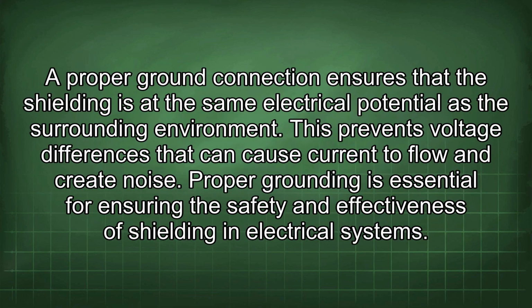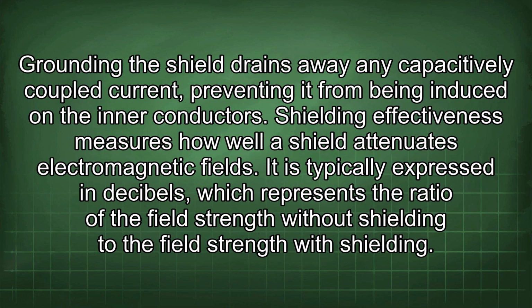A proper ground connection ensures that the shielding is at the same electrical potential as the surrounding environment. This prevents voltage differences that can cause current to flow and create noise. Proper grounding is essential for ensuring the safety and effectiveness of shielding in electrical systems. Grounding the shield drains away any capacitively coupled current, preventing it from being induced on the inner conductors.